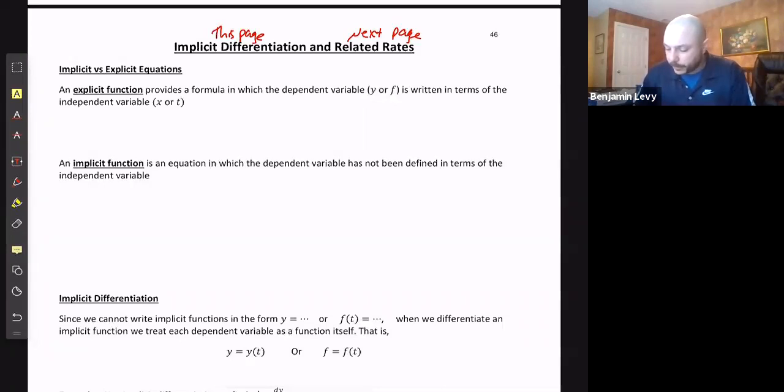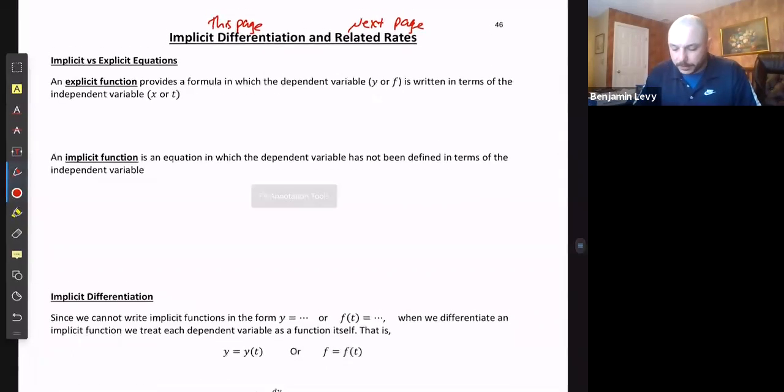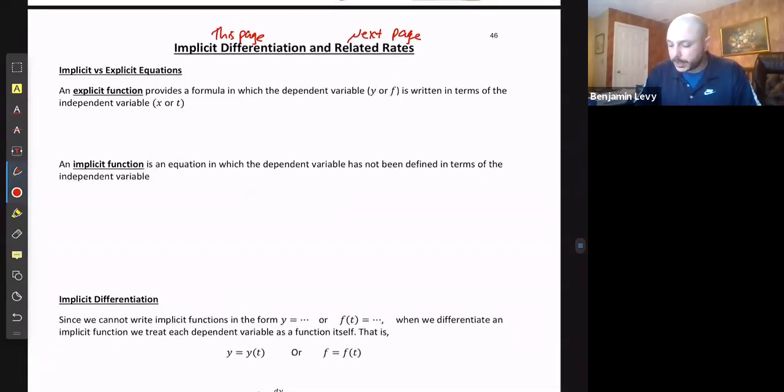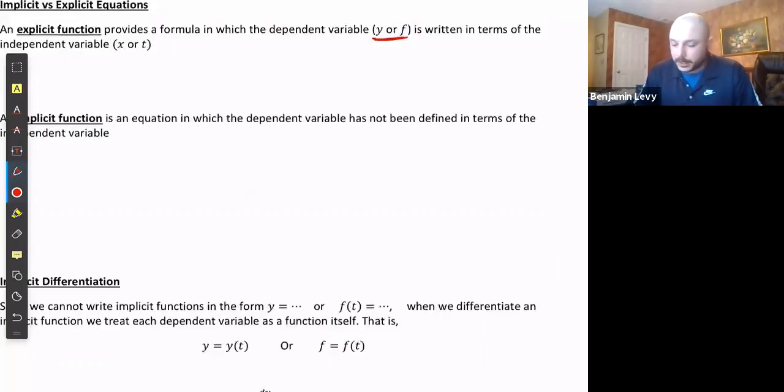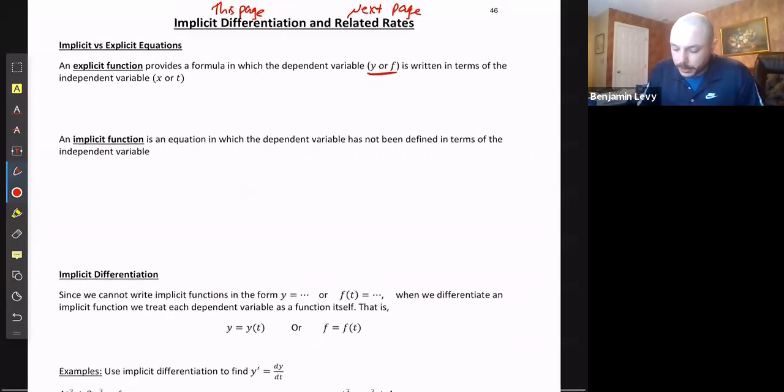But with that in mind, in mathematical speaking, an explicit differential or explicit function, like it says right here, very clearly writes the dependent variable on one side of the equation and the independent variable on the other. We usually think of y or f as being the dependent, and the independent is the input, which is usually x or t. Most equations you're familiar with are explicit.